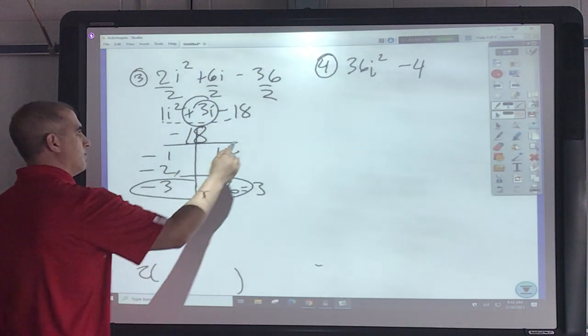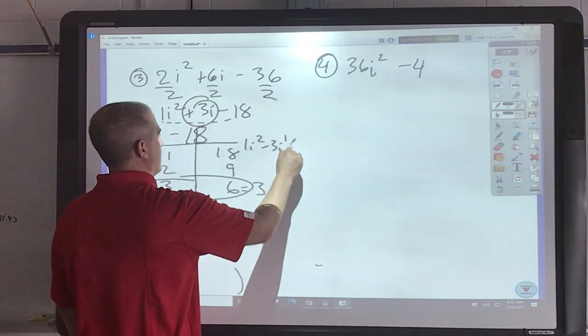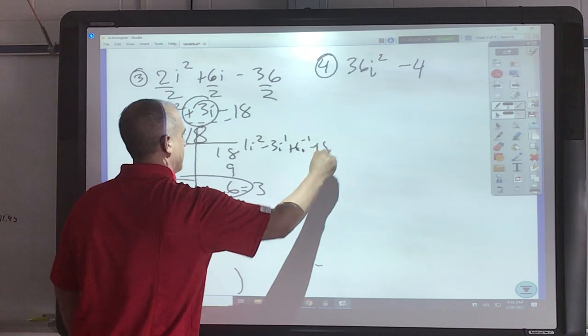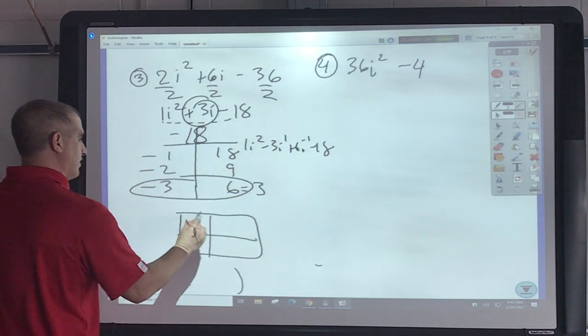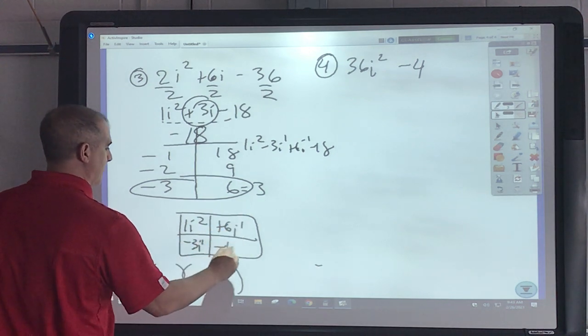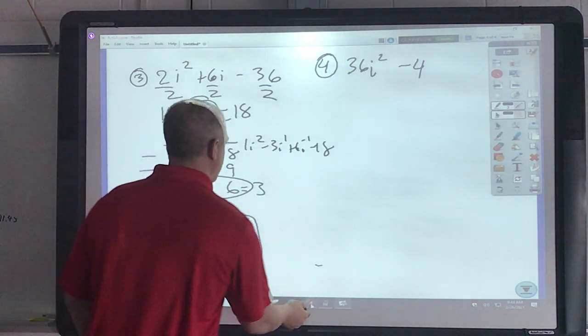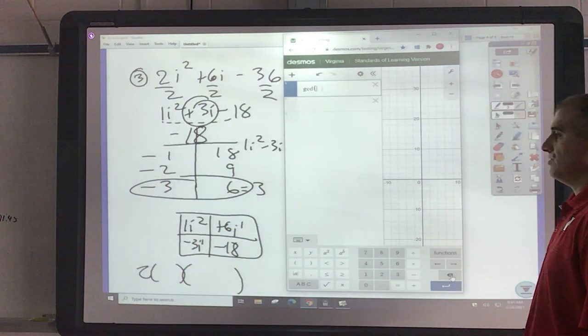Boom. So this would be 1i squared minus 3i to the first plus 6i to the first minus 18. So I'm just going to do my chart, 1i squared minus 3i to the first plus 6i to the first minus 18. And now we're just doing GCFs.